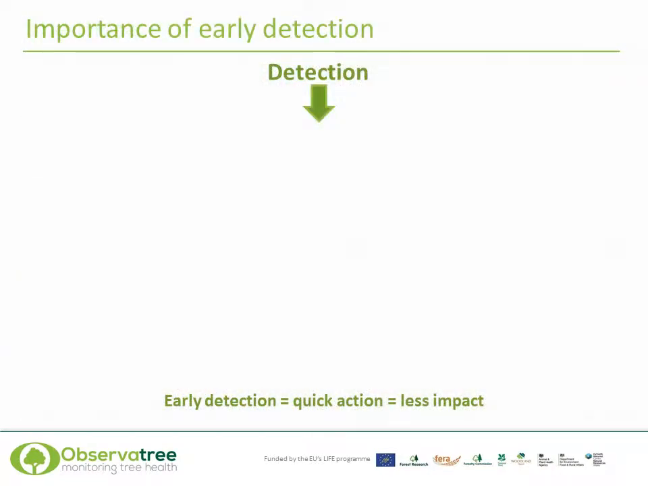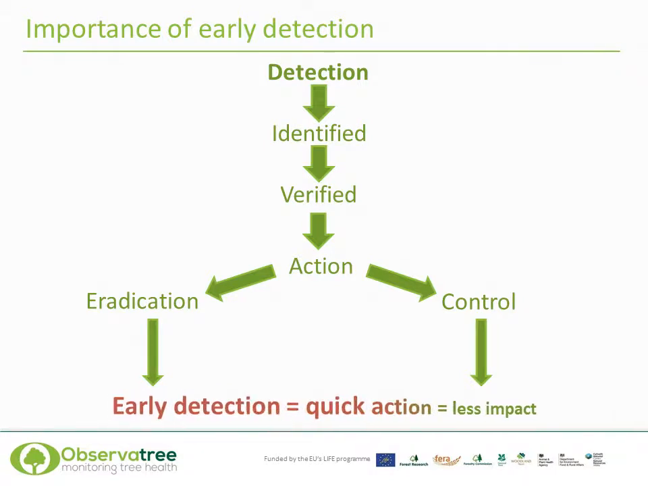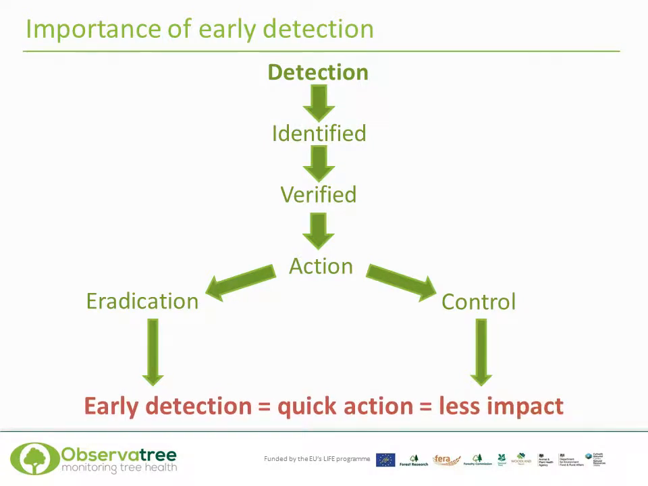Detection triggers the start of a process of events that aim to control the impacts of these pests and diseases. The earlier that a pest or disease is detected, the quicker it can be identified and verified and appropriate action undertaken. This greatly increases the chances of instigating a successful management programme, as the pest or disease is less likely to become established in the outbreak site or spread far from that original location.